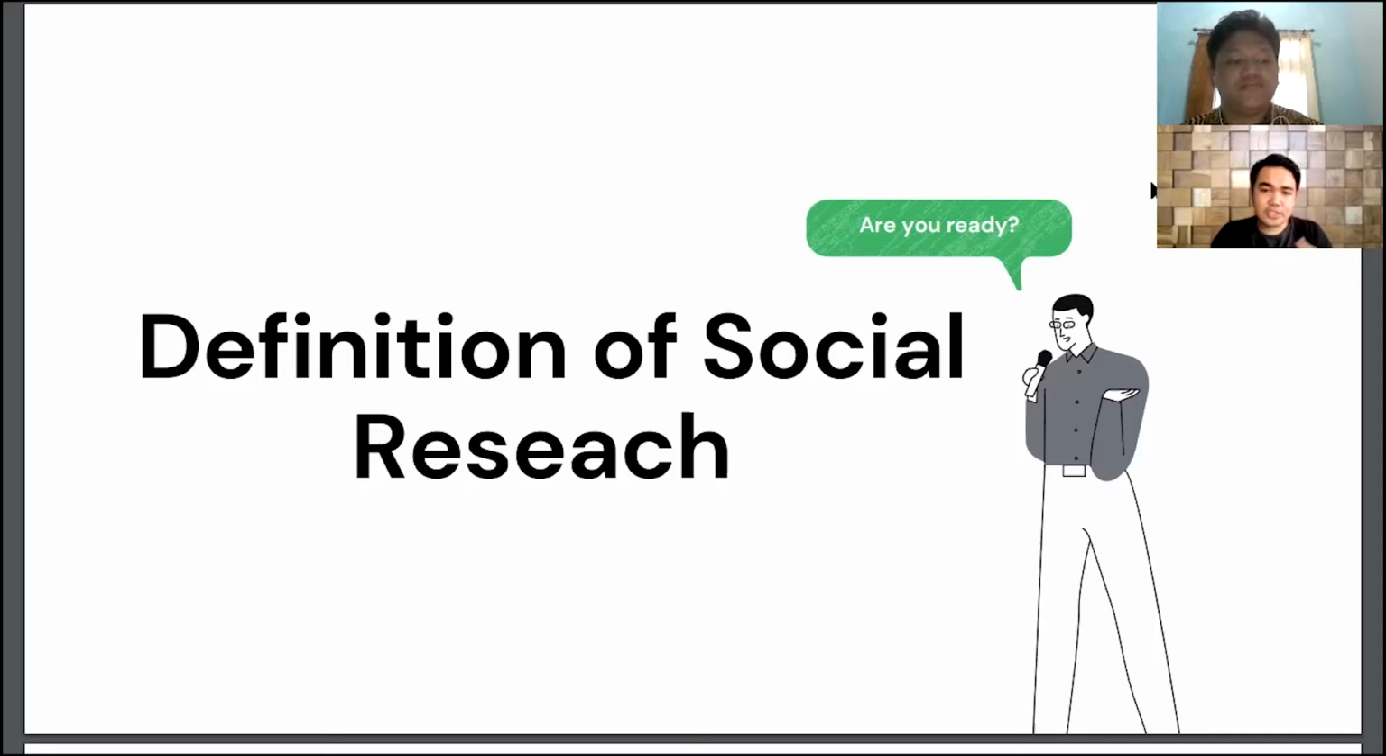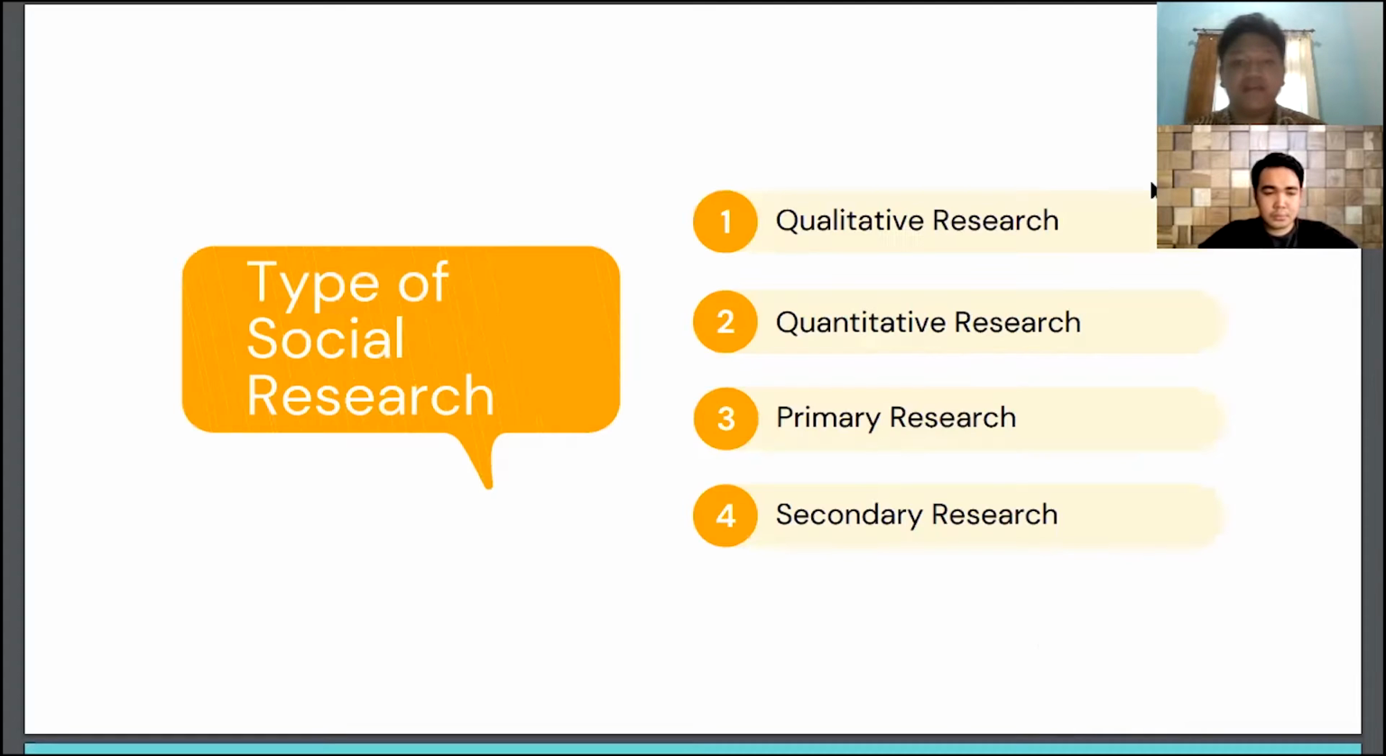Any topic can trigger social research: new features, new market trends, or an upgrade in old technology. And in social research, of course, there are types to it. So let's get into that. There are four types of social research. These four types are qualitative, quantitative, primary, and secondary research.